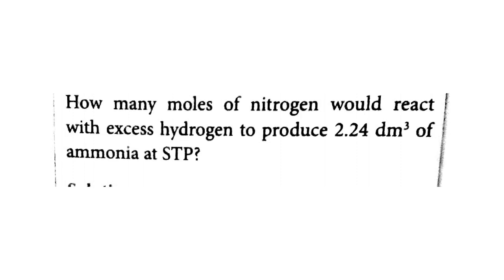Hello, today we want to continue with another session about the stoichiometric coefficient, and specifically we continue with the second example: how many moles of nitrogen would react with excess hydrogen to produce 2.24 dm³ of ammonia at STP? So from the question, the thing you must do first of all is balance the chemical equation.